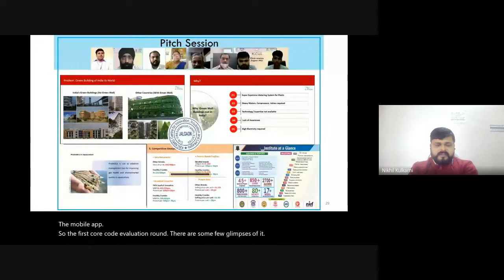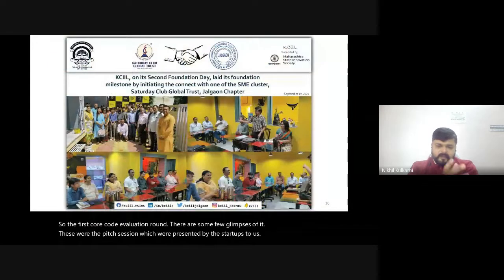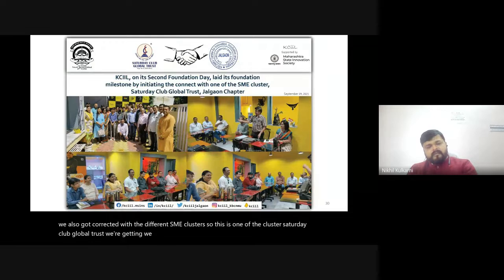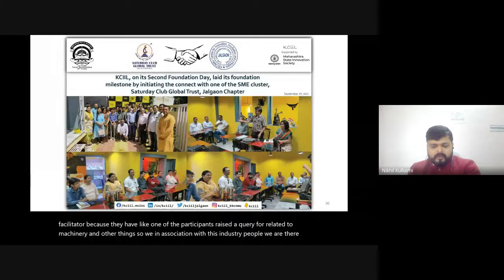So for the first cohort evaluation round, there are a few glimpses of it. These were the pitch sessions which were presented by the startups to us. We also got connected with different SME clusters. This is one of the clusters, Saturday Club Global Trust. We are connected with them, and we are also looking at them as a facilitator, because one of the participants raised a query related to machinery and other things. So in association with these industry people, we are there to support you for your innovations.